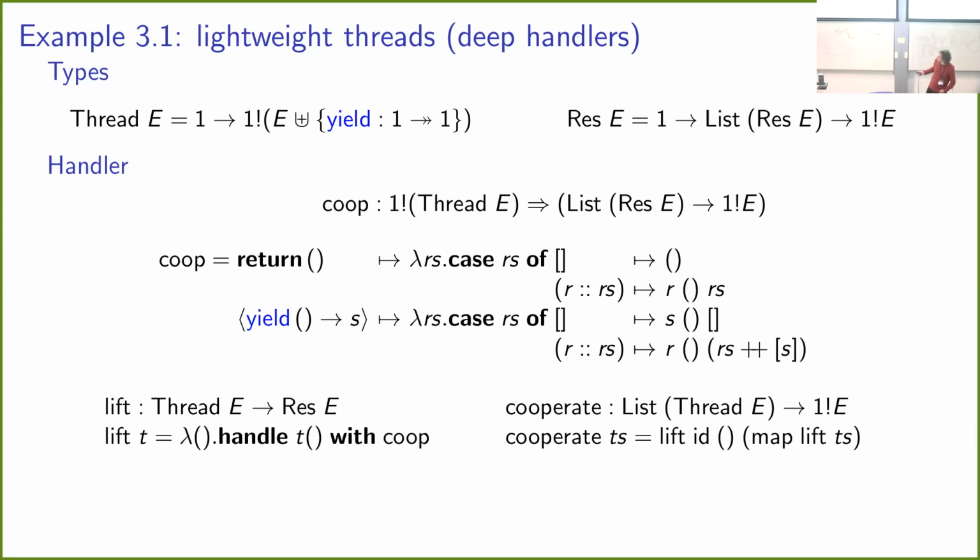For convenience, it's useful to define some little helper functions. This one converts threads, which are the things we actually want to write, into these resumptions. And well, how do you do that? Well, you just handle it with co-op. And then this maps a list of threads. Sorry, this is the interface we're actually going to want to use here. It takes a list of threads and runs them through this handler. So you just map over lift on those threads, and it's convenient to just use the identity thread as the starting point. It'll immediately stop so that all the other ones can run.